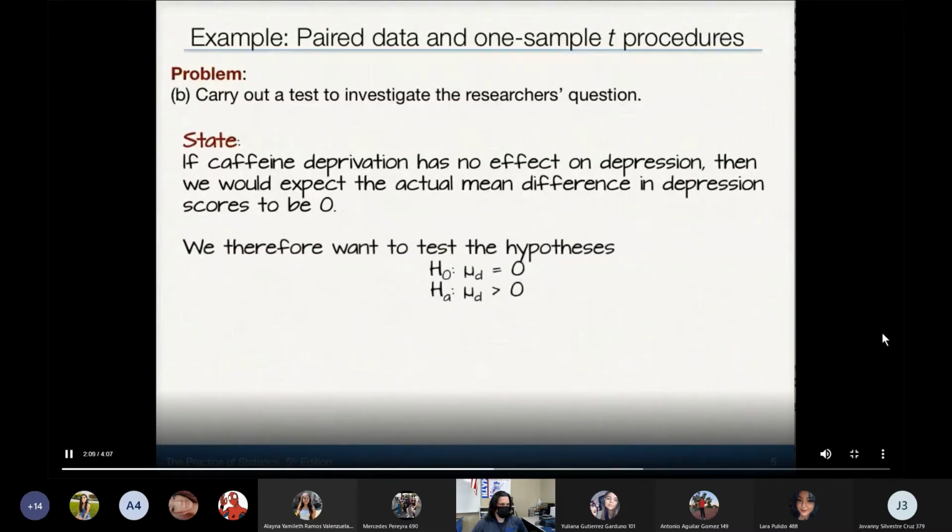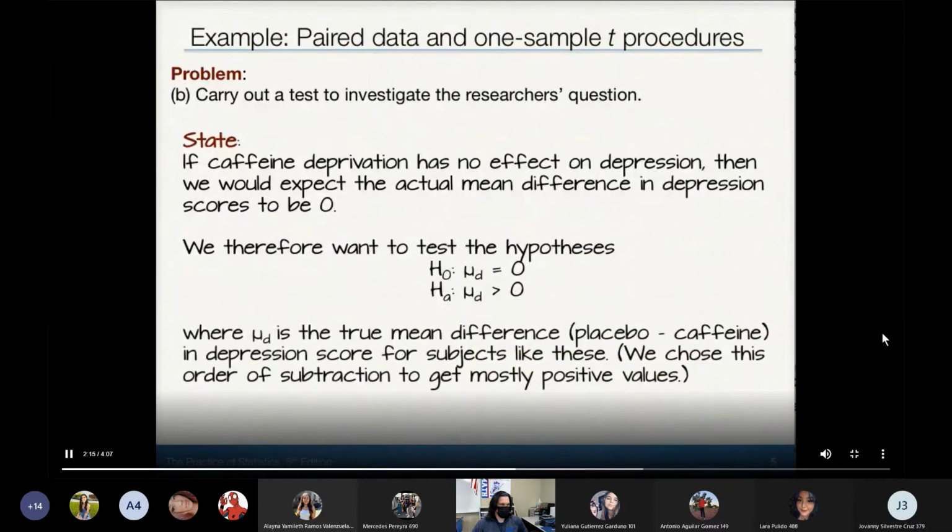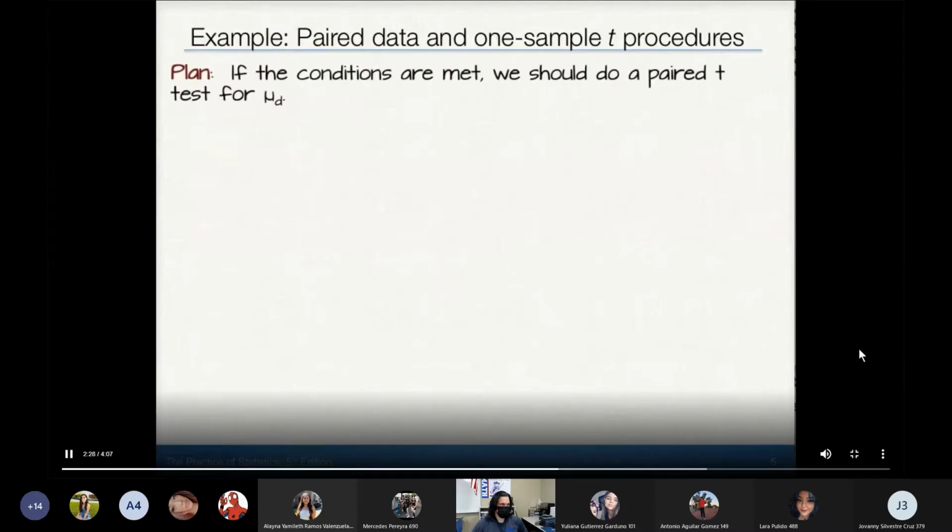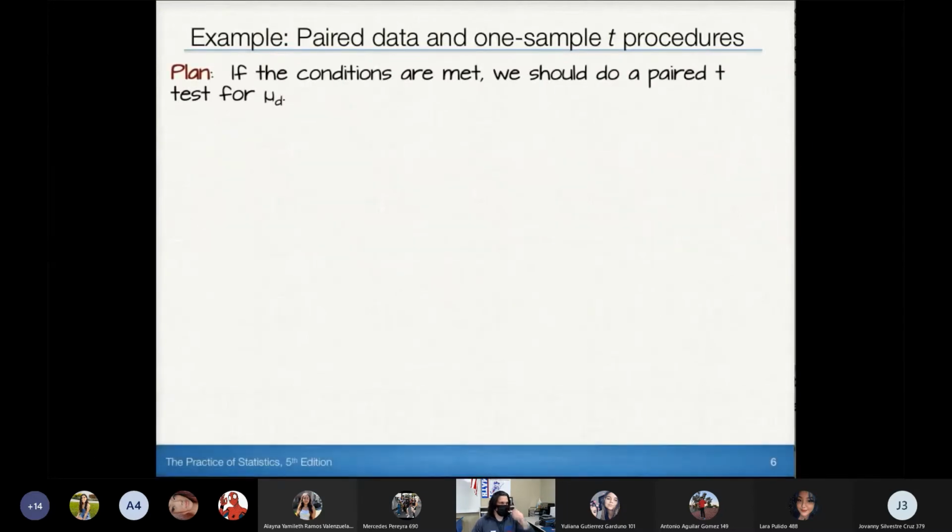So our null hypothesis is that the mean of the differences is 0, while the alternative hypothesis is that the mean of the differences is greater than 0, where the true mean difference is defined by mu sub d, and we did note that that was placebo minus caffeine. Now, because no significance level is given, let's use alpha equals 0.05. Well, to use a paired t-test, let's first check our conditions.